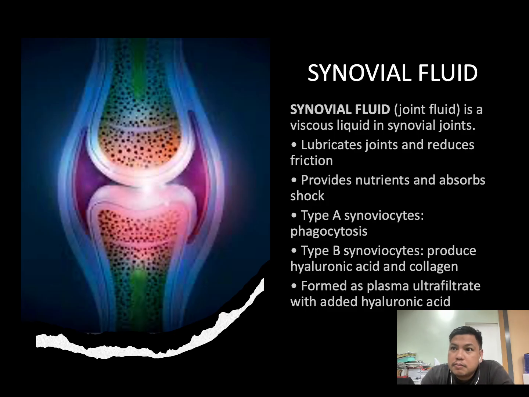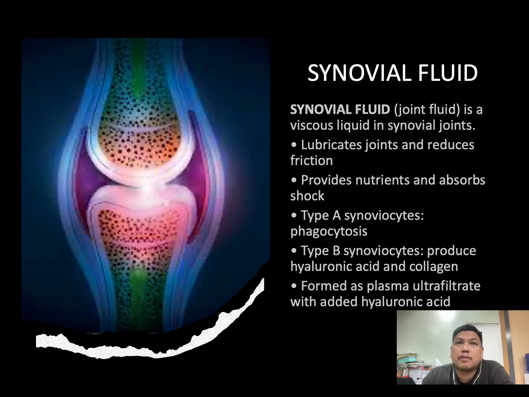Okay, so first we need to define what synovial fluid is. Other books may call it joint fluid. It is a viscous liquid in the synovial joints. The function of synovial fluid is, first, it lubricates joints and reduces friction, as in the case of all joints in the body. Also, it provides nutrients and absorbs shock in cases of trauma or accidents.